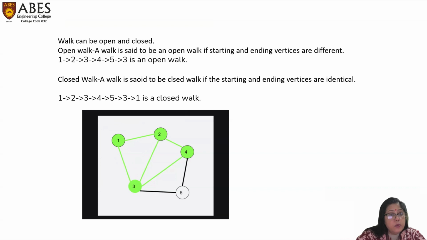Now, what is a closed walk? A walk is said to be a closed walk if the starting and ending vertices are identical.